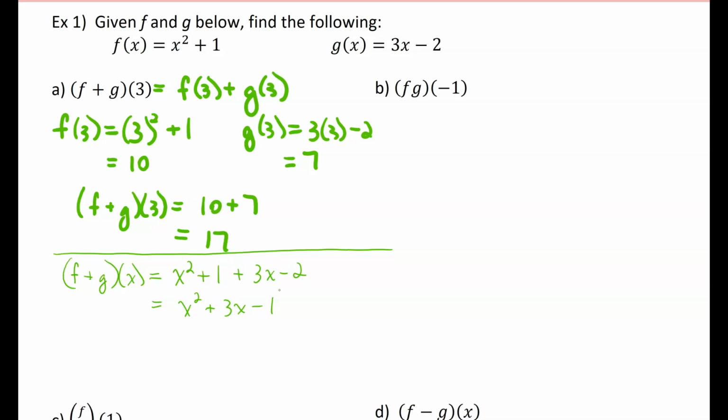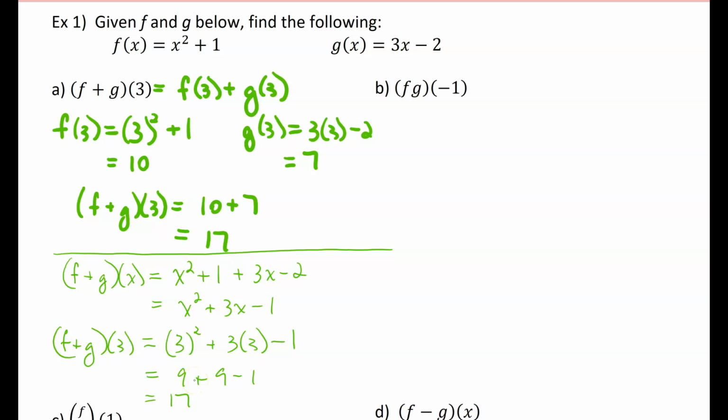So if I came back now and wanted to evaluate that at 3, f plus g of 3, again, I'm going to replace all my x's with 3. So I get 3 squared there, 3 times 3, minus 1. Again, I get 9 plus 9 minus 1. Do we still get 17? Yes.